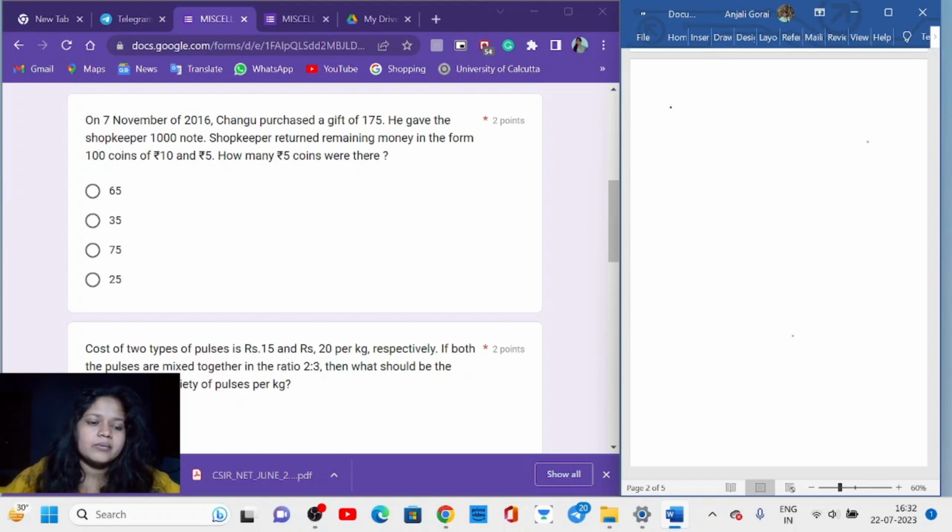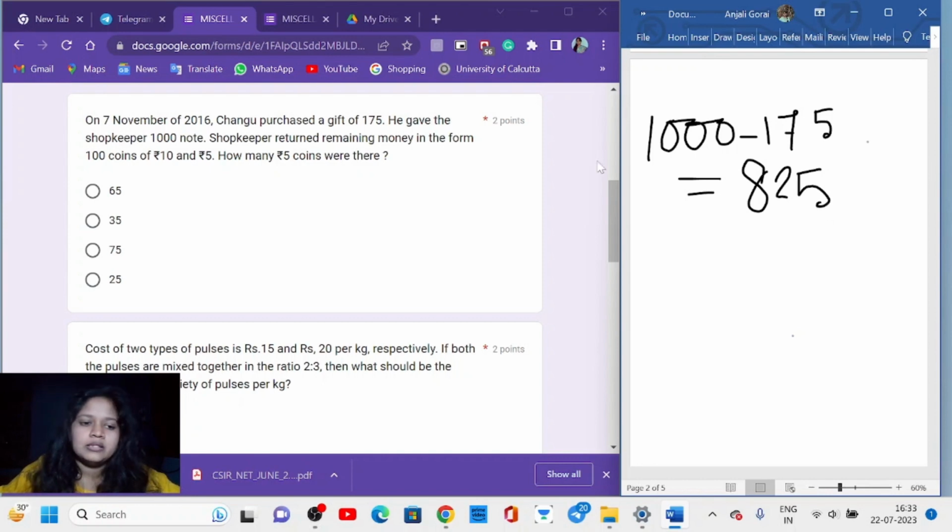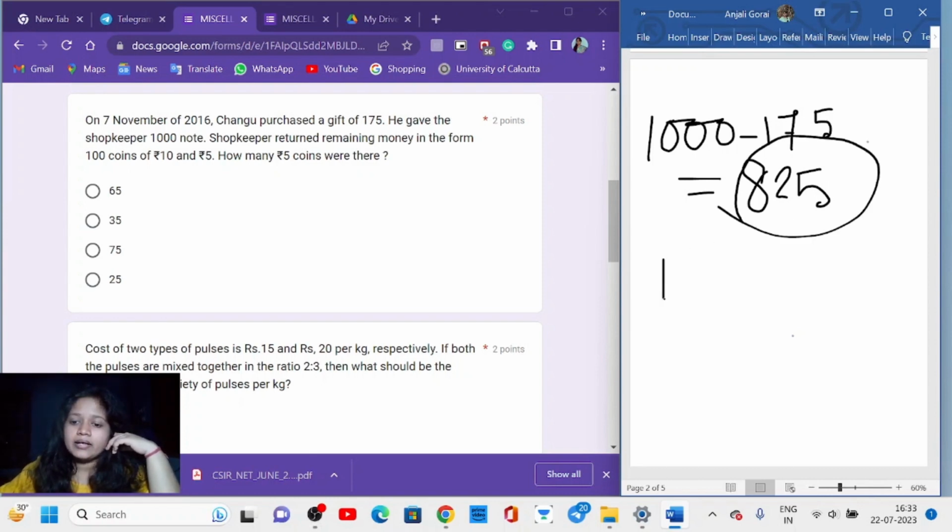Let's get started. Here we have the price of the gift. So the total money was 1000, and the gift of Changu Prasad is 175. So the remaining amount is 825. The question tells that the shopkeeper returned the remaining 825 in 100 coins, coins of 10 rupees and 5 rupees.